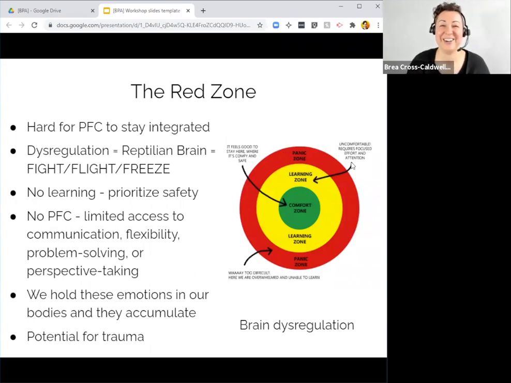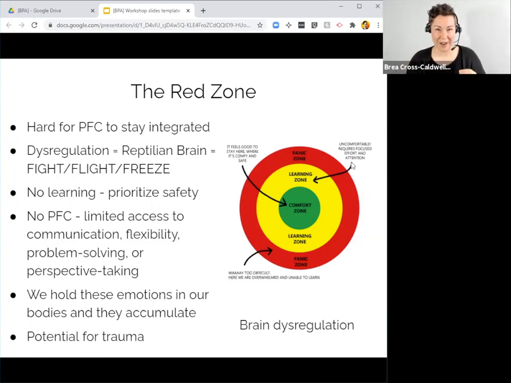So what happens here in this red zone, like I said, it's hard for our prefrontal cortex to stay integrated. It disintegrates, dysregulates. This is dysregulation. And we go into the reptilian brain and we're in fight, flight, or freeze. What's important to know about this state is that there's no learning that can happen here. No learning can happen when we don't have access to the learning part of our brain. We're prioritizing safety. Okay, this is just neurobiologically what's happening.